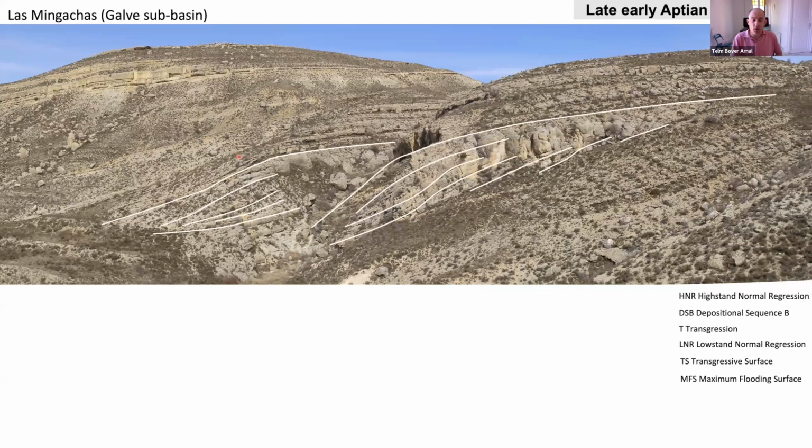Note that here you are seeing these prograding sigmoids. This system and this platform starts with progradation and ends with a thick limestone bed with aggradation. This is a lowstand normal regressive unit. This is a lowstand platform of depositional sequence B. Note also how the stratal terminations are in downlap.